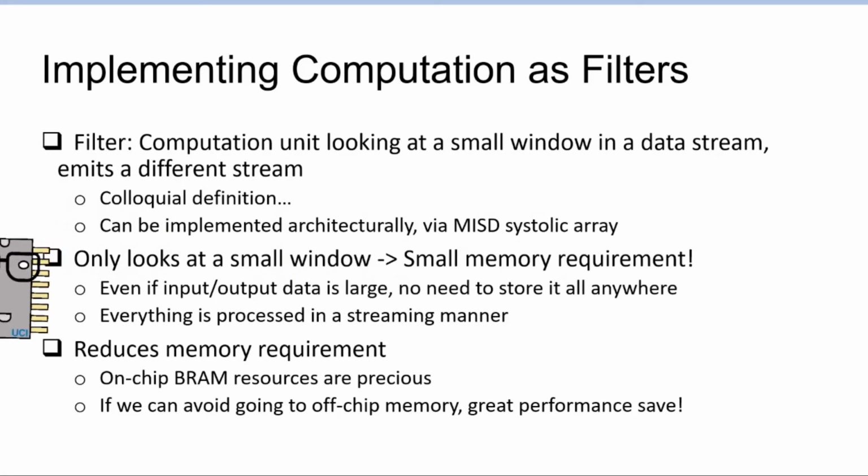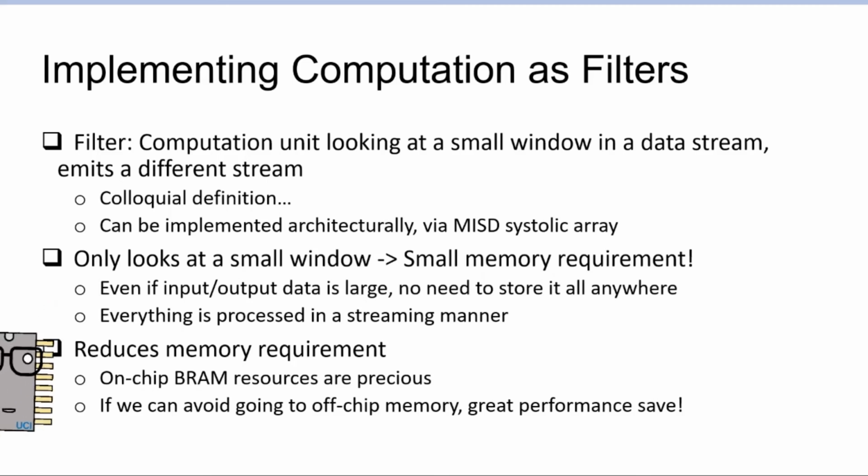And this is good for FPGA type designs, and we'll get into the differences in the very next slide, actually. Because it only looks at a very small window, there's a very small memory requirement. Which means even if the input and output data is large, there's no need to store it in its entirety anywhere. Everything is processed in a streaming manner, so most of the time each of these pipeline stages doesn't have to have a holistic view of the entire data set. It only has to do its part of a very small piece of work.